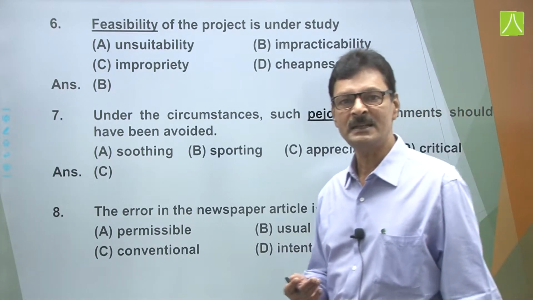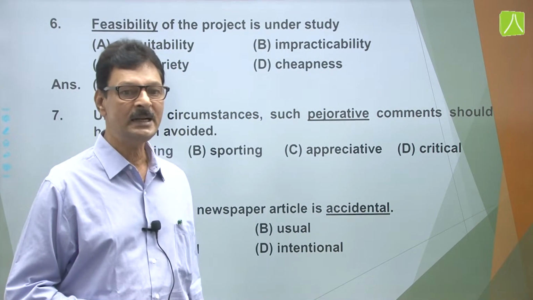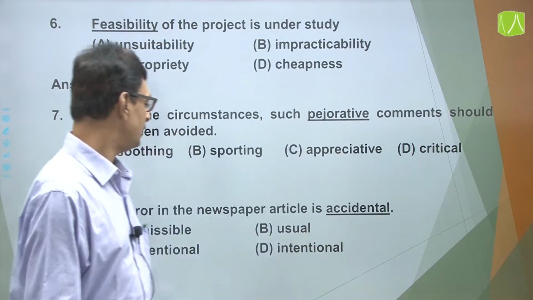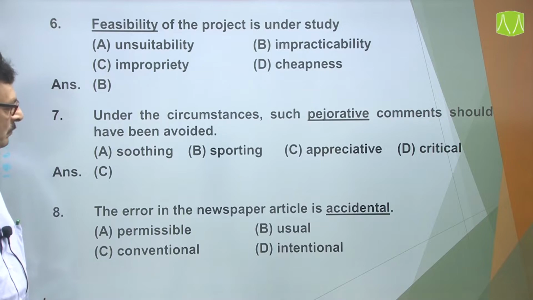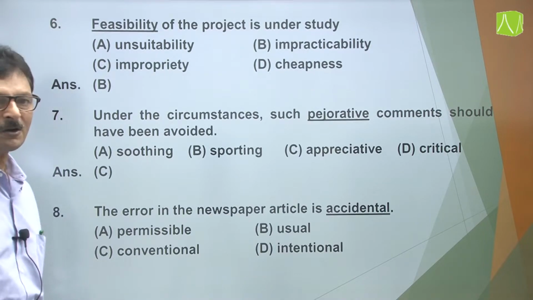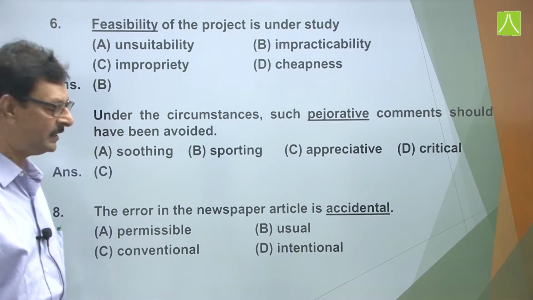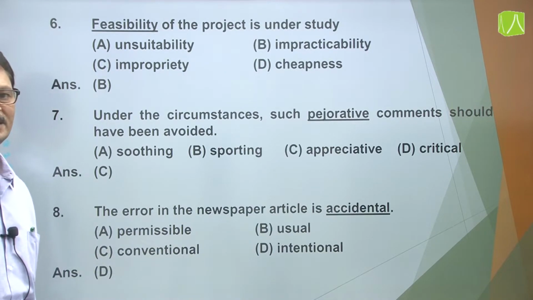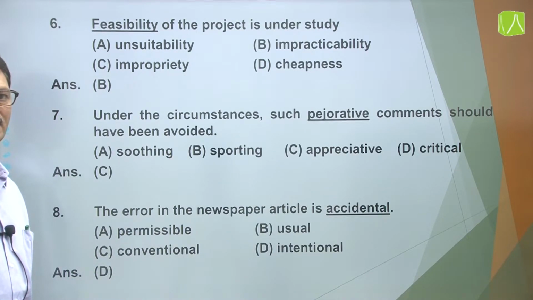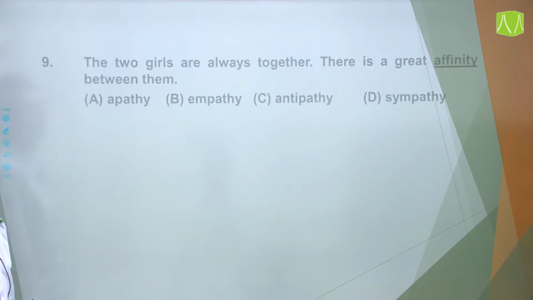Moving on next: the error in the newspaper article is accidental. What do you mean by the term accidental? जानबूझ के या अनजाने में. The meaning of accidental is unintentional. So, what will be the opposite? Permissible, usual, conventional or intentional. Straight for the answer is option number D, that is intentional. The opposite of accidental is intentional, जानबूझ के. So, remember these words, all will be helpful to you in all the exams.